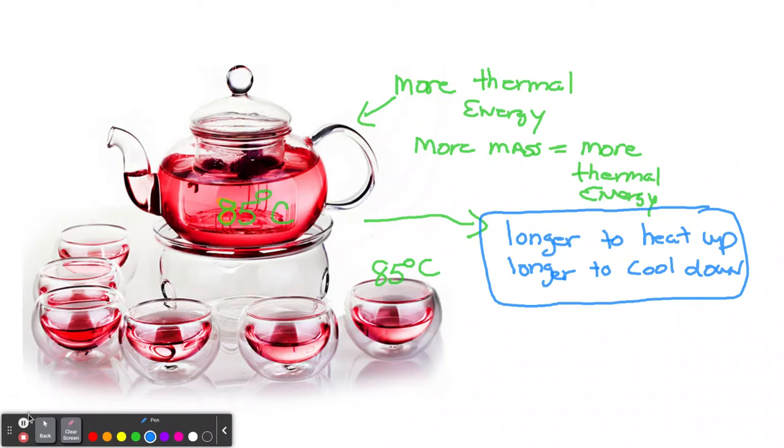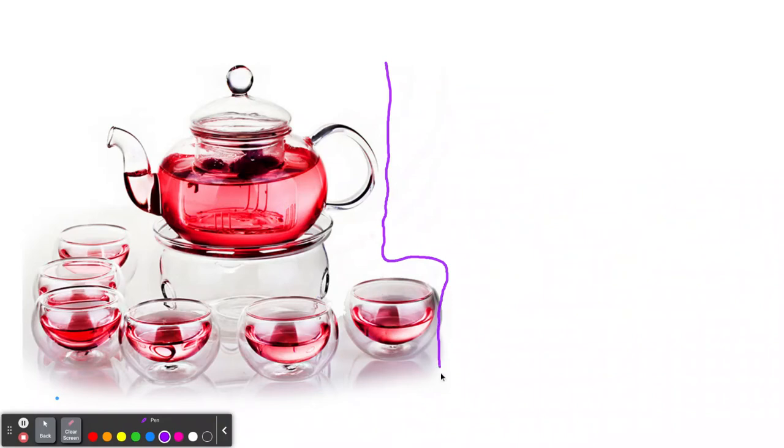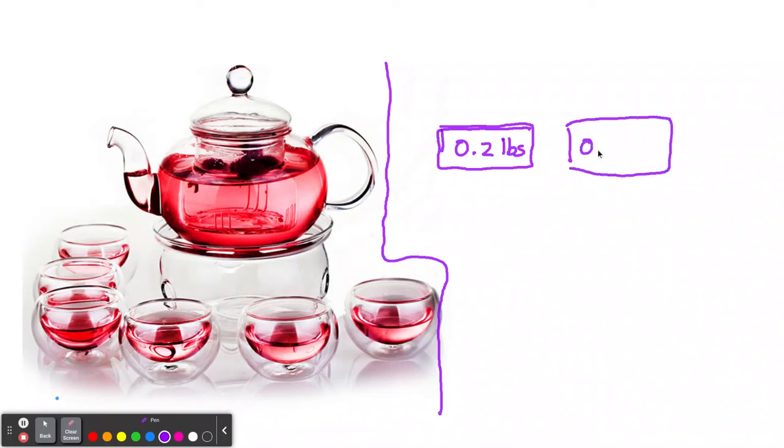Let's look at another example. We'll use purple. Why not? Make a line over here. We'll separate the page. Let's say that you were putting something in the microwave. Maybe it was a Hot Pocket. Who knows what it was? Burrito. And let's say it was 0.2 pounds, whatever that thing is. And let's say you had another one that was 0.3 pounds.